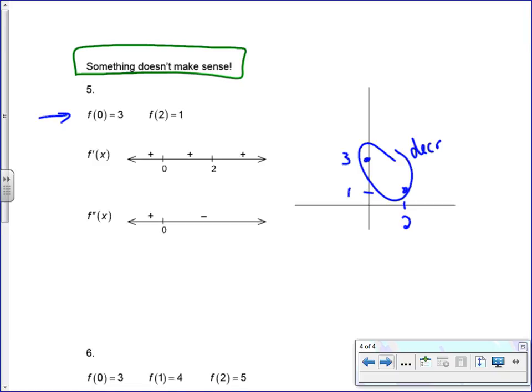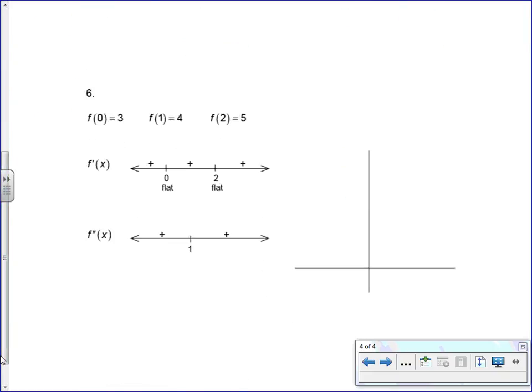Okay, look at number 6. Give me 3 points. F of 0 equals 3. F of 1 equals 4. F of 2 equals 5. Now let's put one more somewhere. You know, I could just connect these with a straight line. All lines are straight. That would make sense for this piece of information here. Increase, increase, increase. I can do that. Yes? But what does this tell me?